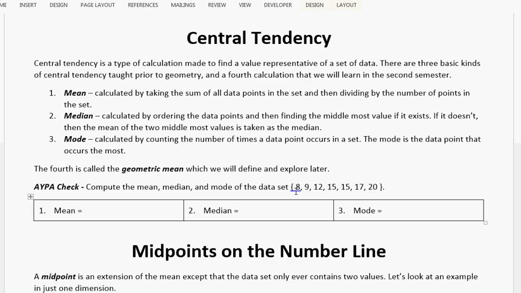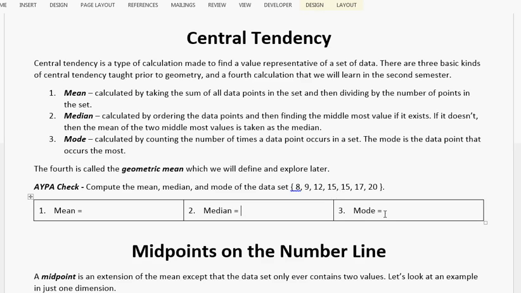The median, I have to put all of them in order. You see that I already have 8 being the smallest, 20 the largest, and the median is the middlemost value. So with 7 data points, it would be the one that's in slot 4. So 1, 2, 3, 4. The median would be 15.